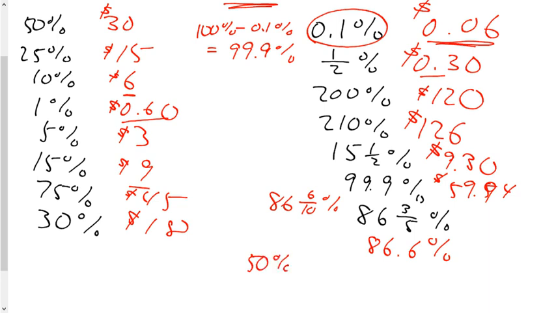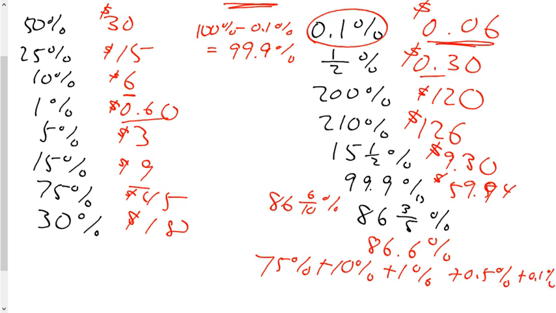Let's go 75% plus 10%. What am I at so far? Anybody? That's right, 85%. Thank you very much. Plus 1%, I'm now up to 86%, plus 0.5%, I'm now up to 86.5%, plus 0.1%, I'm now up to 86.6%. So those are the five you had to add together.